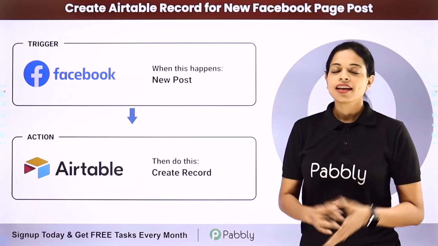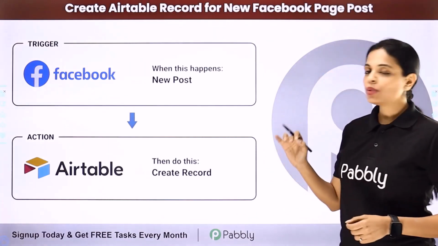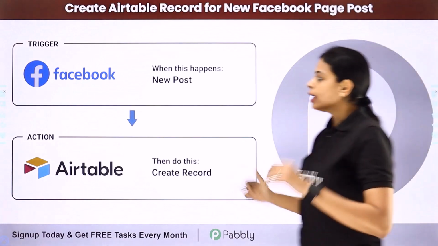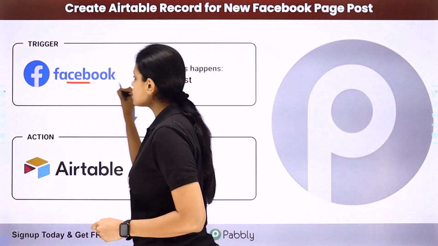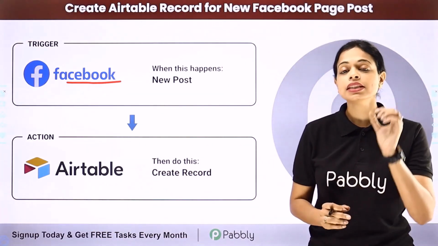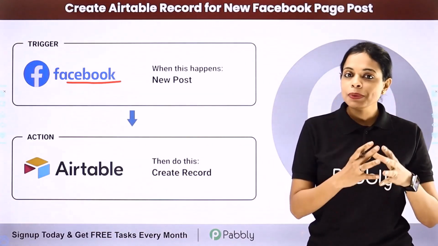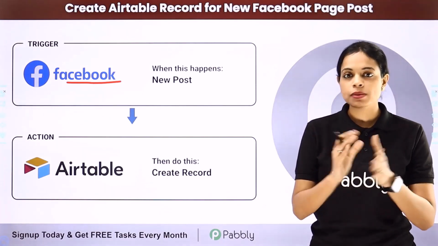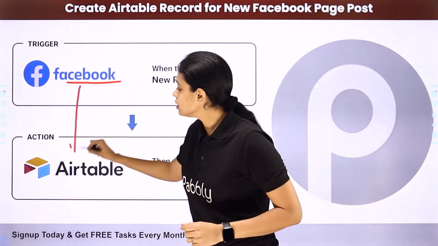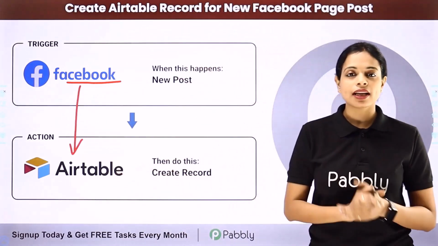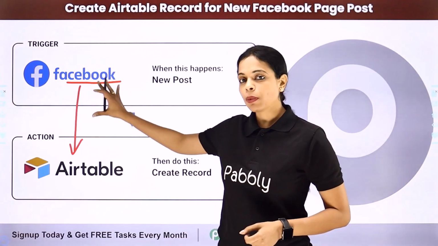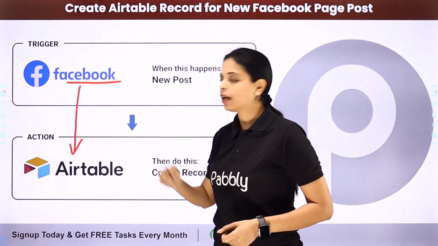In this video, we are going to see how to create an Airtable record for a new Facebook page post. So here, every time a new post is posted on any of your Facebook pages, you want the details of that particular post to be created as a record in your Airtable spreadsheet. Now, how can that be done? For this, again, you will have to integrate the two applications, and the same thing can be done using Pabbly Connect software. Here, your trigger application would be Facebook pages and your action application would be Airtable.